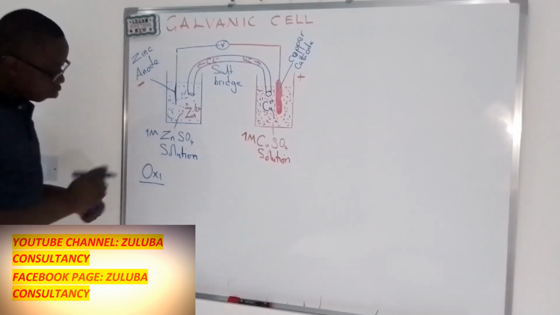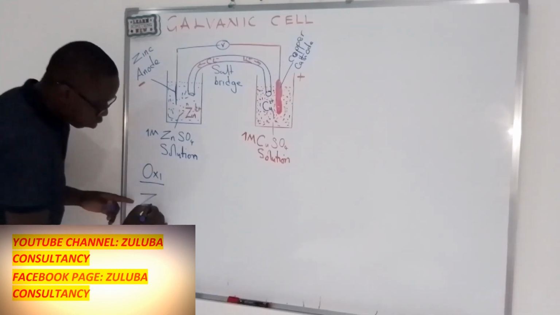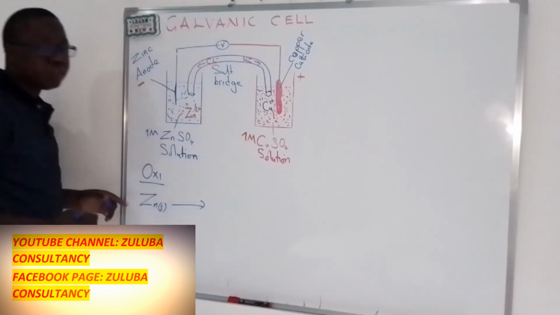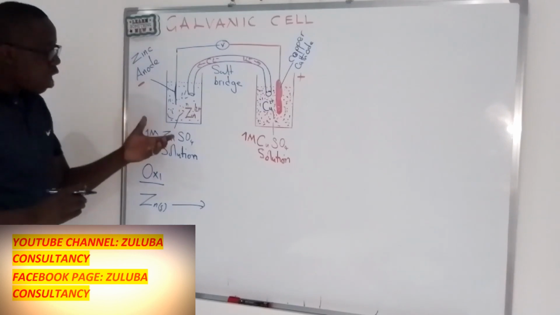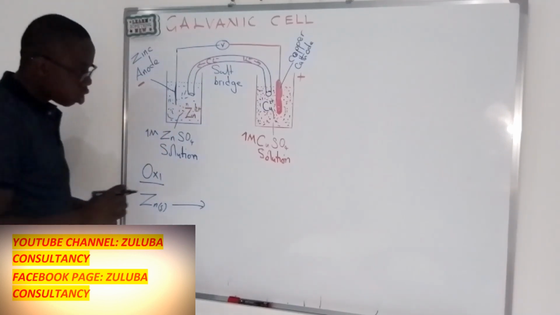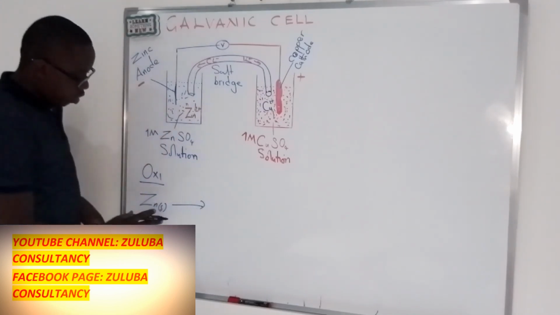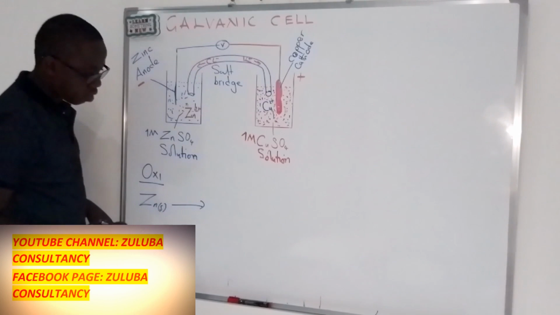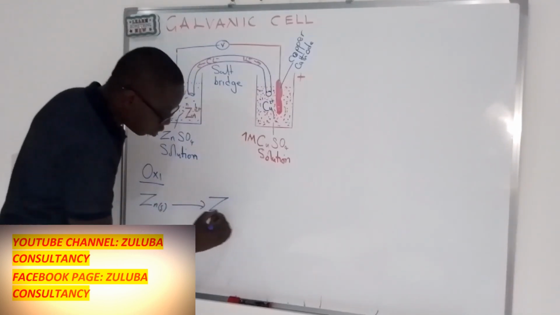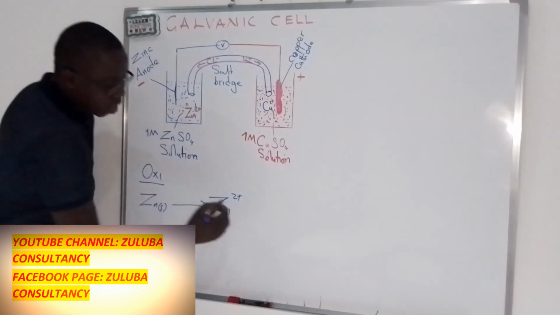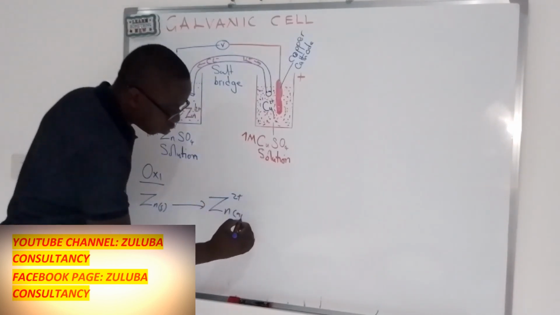So this simply means a metal which is in solid state should lose electrons for us to show that it has undergone oxidation. So this metal, which is zinc, is becoming zinc 2+. It is now becoming charged. So zinc 2+ has a charge there. Then it is in aqueous state.